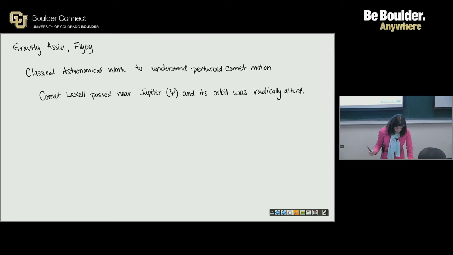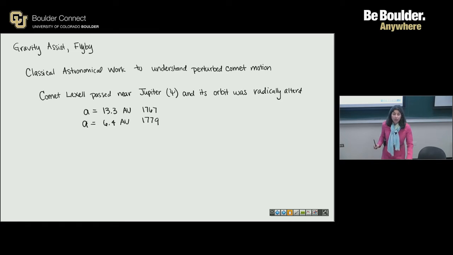And when we talk about radically altered, when they first observed Comet Lexell, it had a semi-major axis of about 13.3 AU, and that was around 1767. Later, when they saw it, it had a semi-major axis of 6. So clearly, something happened between 1767 and 1779 that just really changed Comet Lexell.